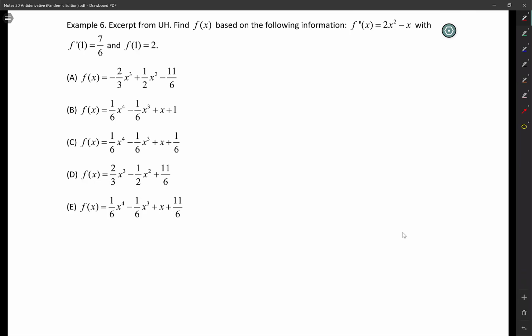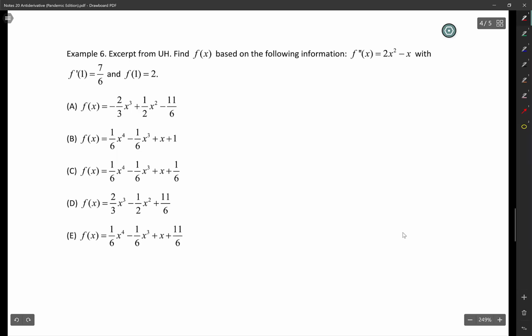Indefinite means that the integral symbol, the elongated f, does not have any numbers on it. All right, so here we go. Here's a question from the UH. I believe the quiz is called Antiderivatives, number 25. They give you the second derivative, and they tell you f prime of 1, and they tell you f of 1. They want the original equation.